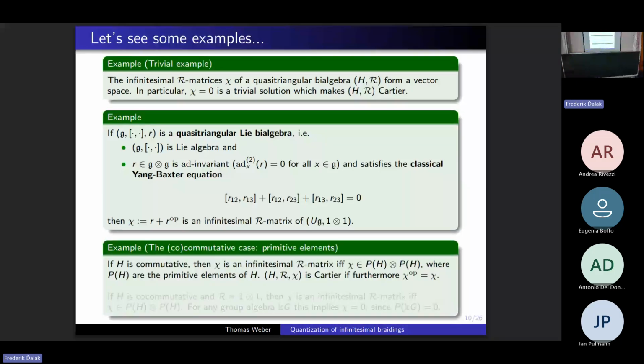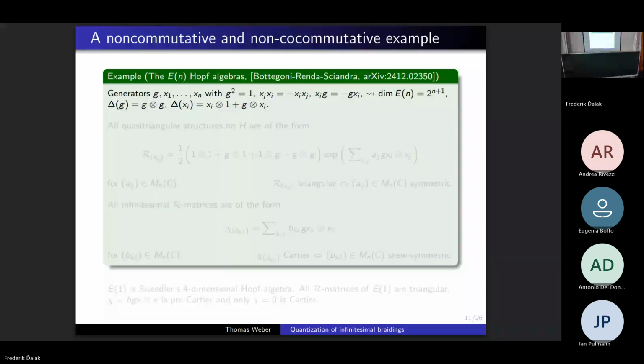And okay, maybe I skip this one. This is the commutative case, maybe not so interesting. Let's look at something more interesting that is a mixture of a universal enveloping algebra and a group algebra. Those are the so-called E(n) algebras introduced by Radford and others. As an algebra, this is generated by g, x1 until xn with the rules that g squares to 1 and the xi and xj anti-commute, also with the x's and g, which then gives you a vector space of dimension 2^n plus 1.